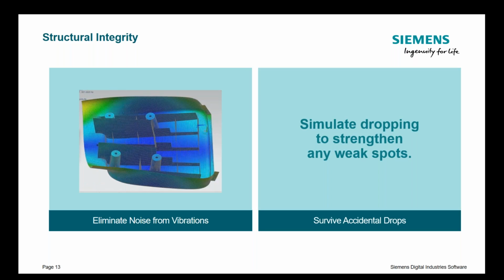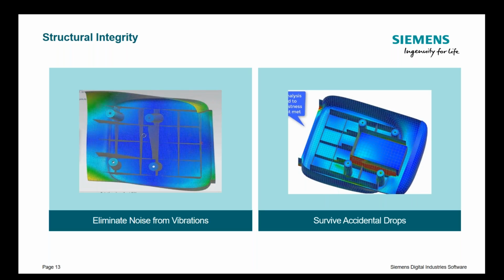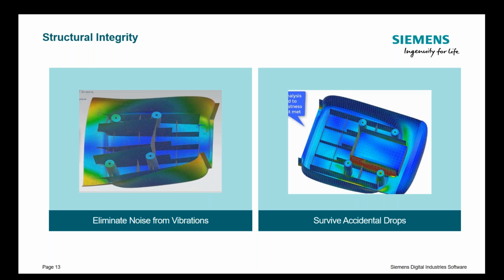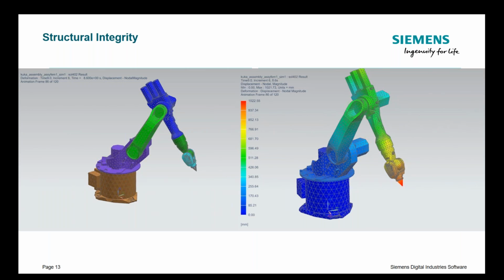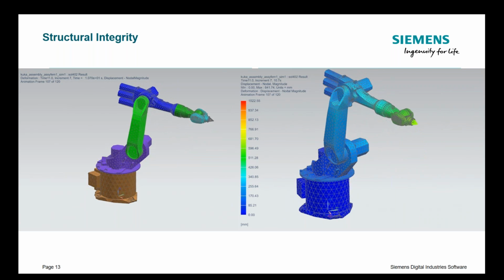And here is the second example using impact analysis to simulate dropping the pump and to identify any weak spots. Lastly, in a robotics example, structure integrity is combined with motion analysis.